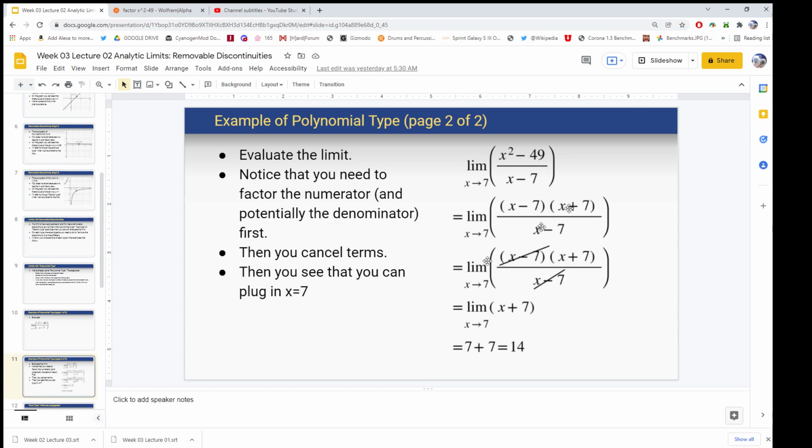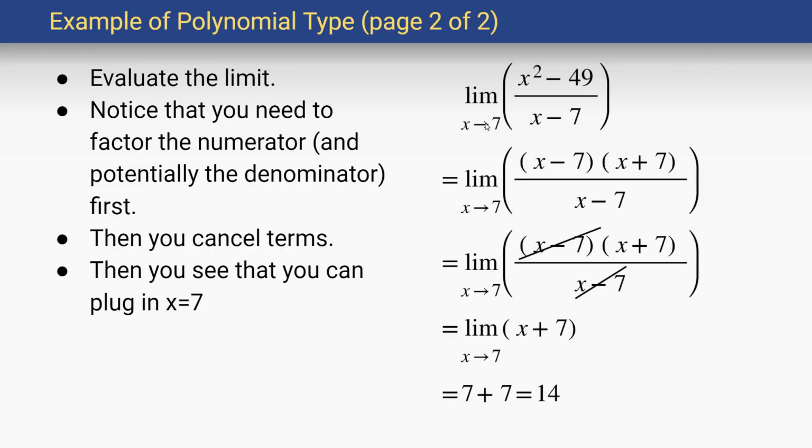And again, we have already done this. So you factor that numerator, x squared minus 49, into x minus 7, x plus 7. After you do that, you look for terms to cancel. We can cancel the x minus 7 with the x minus 7. So you cross those off.